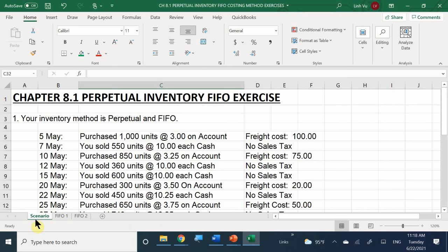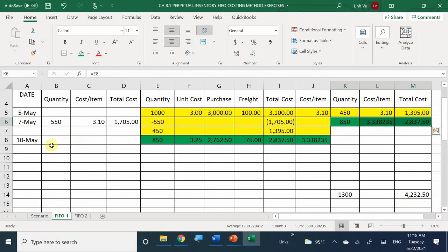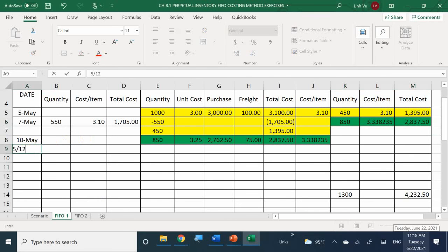We sold 360 units. So here it is now May 12th. We sold a total of 360 units. Now let's take a look at our inventory on hand. Which batch am I going to take out from first? My yellow or my green? Yellow. And in this case, 360, I can definitely take that out from my yellow batch.